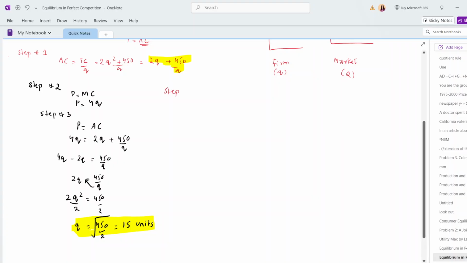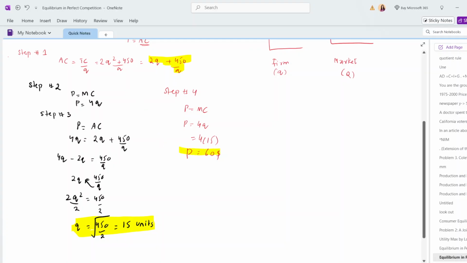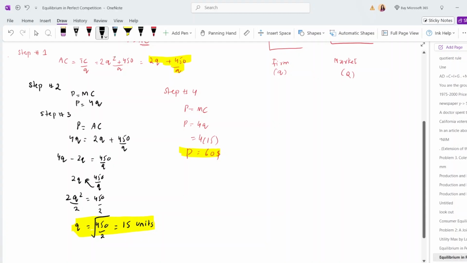So I'm going to go to step 4, which is to find equilibrium price. For that, we already know that P should be equal to MC. That needs to be equal to AC. So for that, put MC as 4 times Q. Now we know that Q will be 15. Now 15 times 4 is 60 total. So from here, you get the answer that equilibrium price needs to be equal to $60. That answers part one. What would be the equilibrium price? We're going to say that it should be $60, where P is equal to MC, which is also equal to average cost.